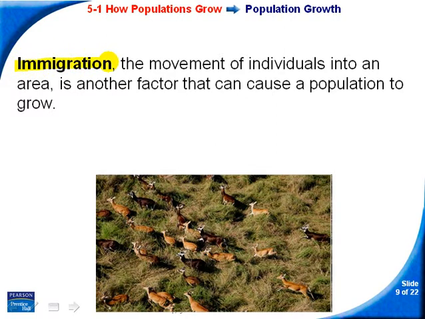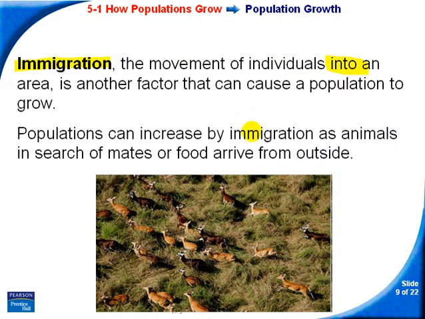The other factor that comes into it is individuals coming and going. The first one is immigration, and that's movement of individuals into an area. Often they'll come in search of a resource, such as mates or food. Youngsters that are born, say birds, will immigrate to another area looking for their own territory to establish themselves for food and for mates.